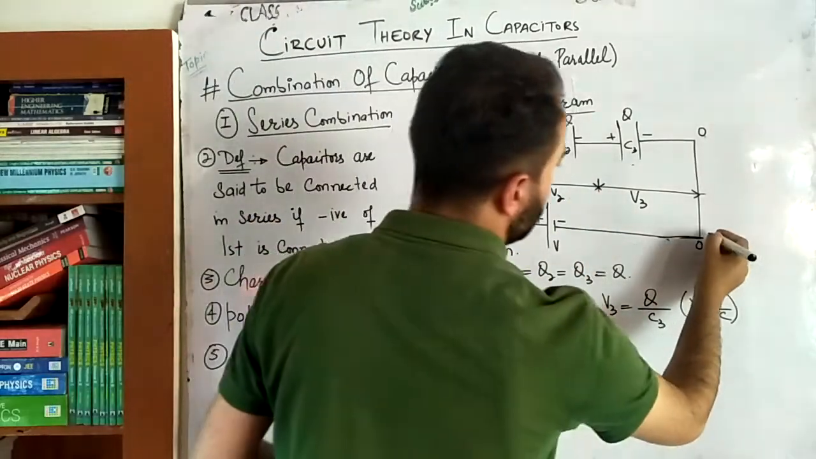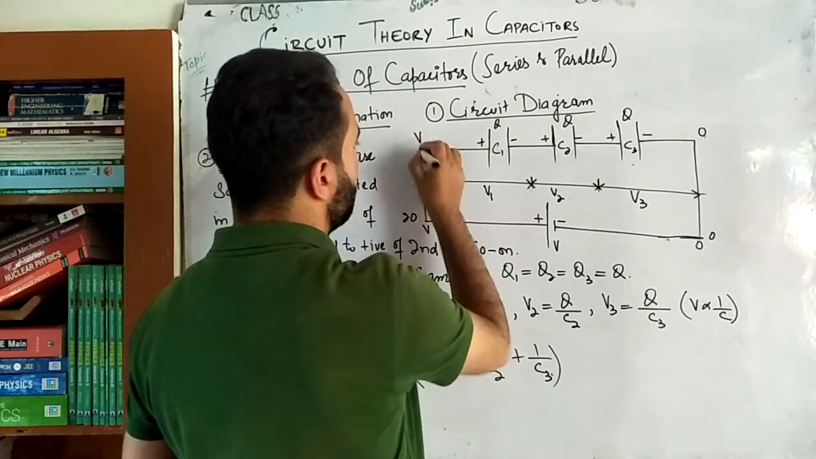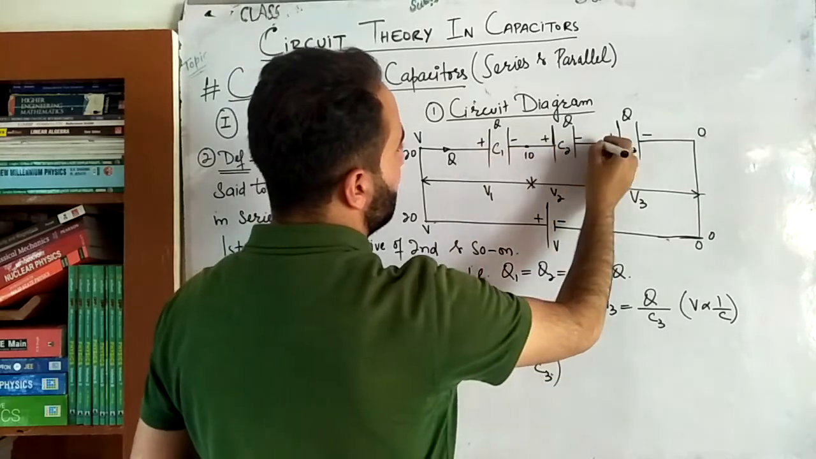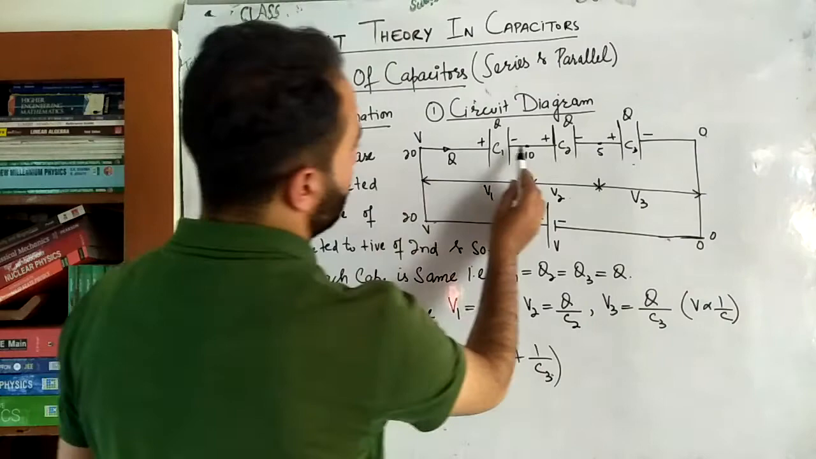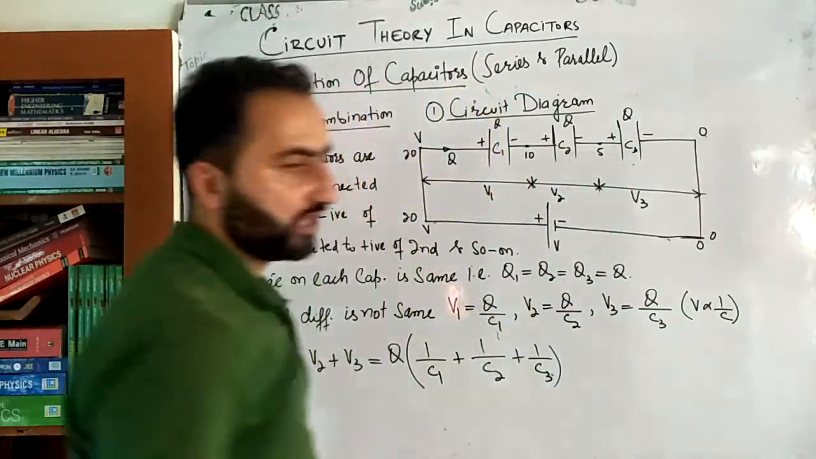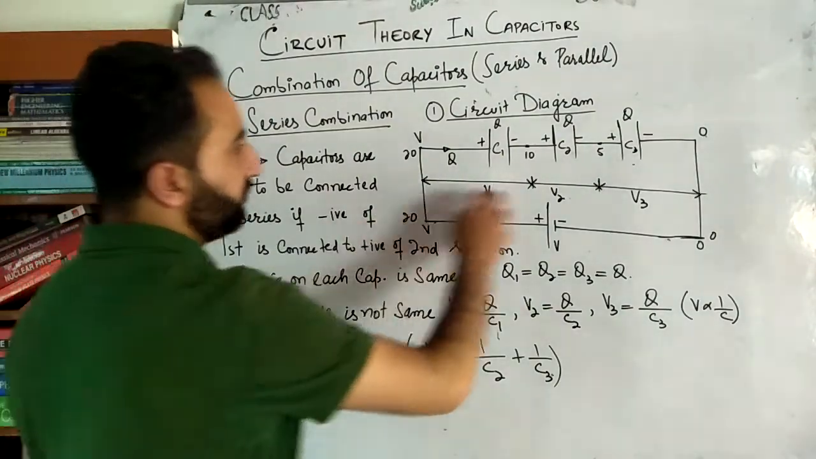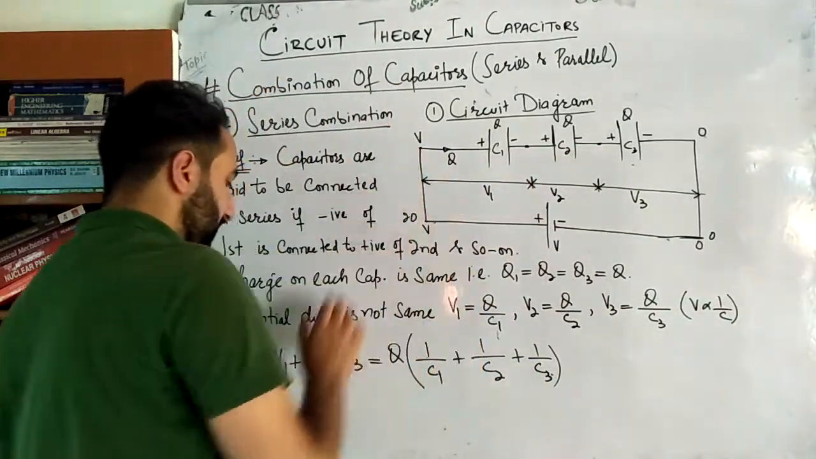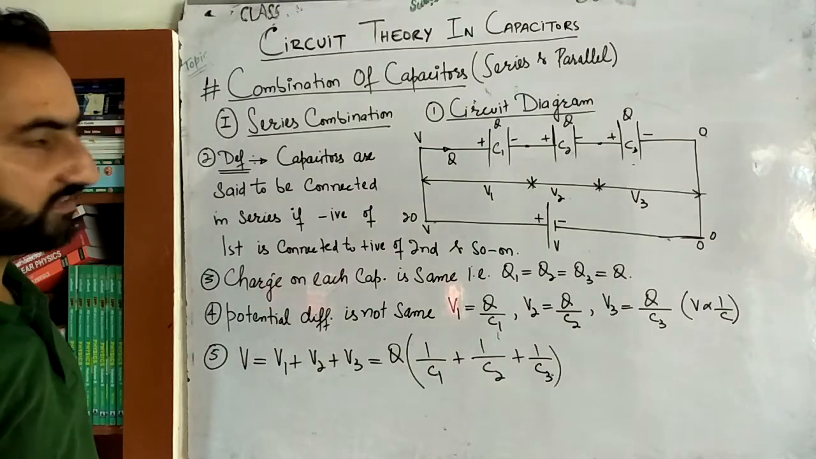Like this: suppose the potential here is 0, and the potential here is 20 volt. Suppose here it is 10, then suppose it is 5 here, and here it is 0. Now the potential difference across this is 10, across this it is 5, so 10 plus 5 is 15, across this it is 5 again, so 15 plus 5 is 20. So that means the net potential difference will be the summation of the potential differences across each capacitor. This is the equation. Okay? So pause the screen and write it down.